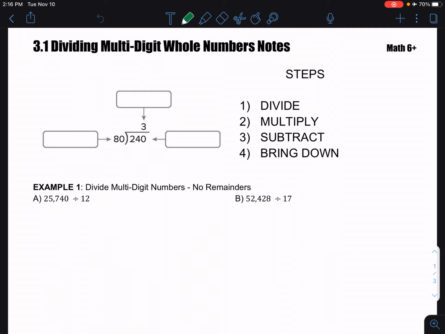So the number that is doing the dividing is called the divisor. So this is the one that does the dividing. We have the dividend, which is the number being divided. And then we have the quotient. And the quotient is the answer.